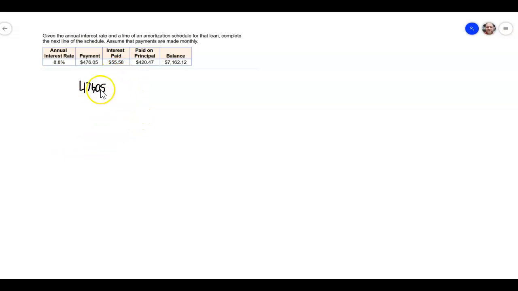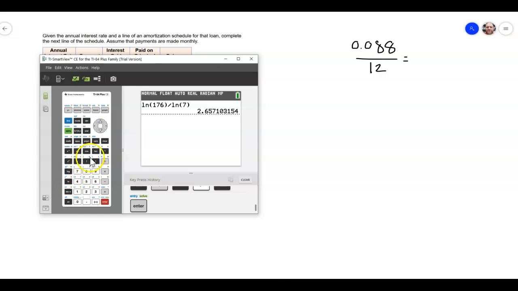So under the interest paid, we have to figure out how much interest we're going to be paying on this. To figure that out, we're going to take the annual interest rate of 8.8%, and I'm going to do this off to the side. I'm going to divide that by 100 to get the decimal, so that's 0.088. And divide that by 12 in order to get the annual interest rate to a monthly interest rate because we're doing that monthly. Let's see what that comes out to.